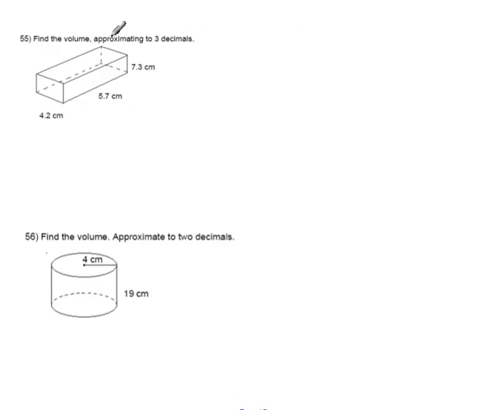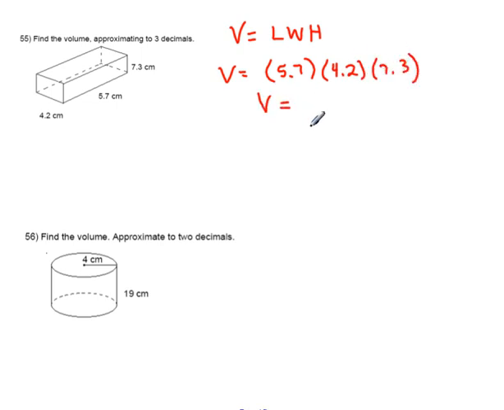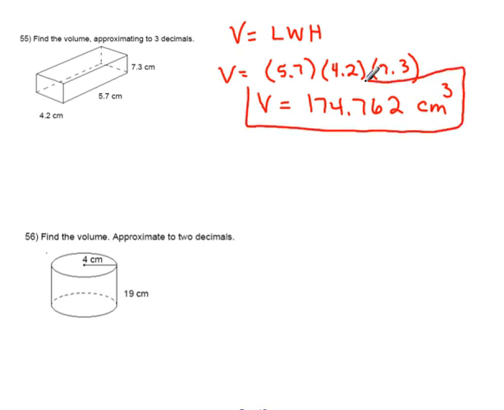Okay, number 55 says find the volume of this rectangular solid. Remember, the volume of the rectangular prism is length times width times height. So we're just going to plug in the values, length, width, and height, and multiply everything out. When you do that, you get 174.762. It said to approximate to 3 decimal places, and that is 3 decimal places. The units are centimeters, and volume is always units cubed, so that would be centimeters cubed.